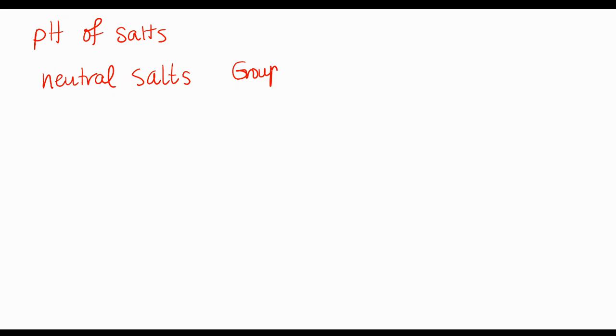Hello students, we're going to review the pH of salts. And we're going to start off with some neutral salts. To recognize neutral salts, they're going to have two components. They're going to have group 1A or 2A cations together in an ionic compound with the conjugate base of strong acids.